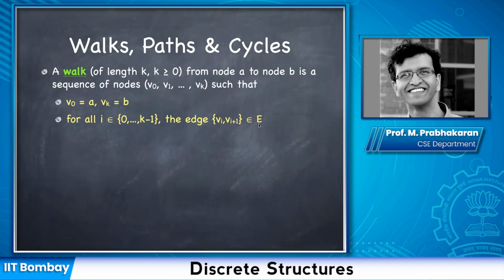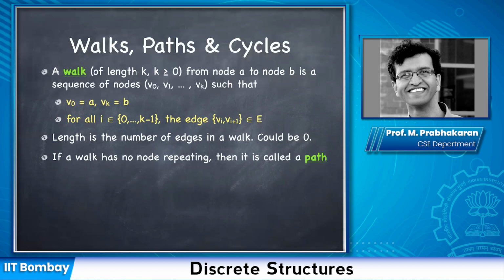This is exactly capturing the notion of taking a stroll around, going from one landmass or vertex to another through an edge. So if you had to go from Vi to Vi plus 1, from one island to the other island, you need to have a bridge between them. The length of the walk is just the number of edges in the walk. So it could be 0 if you just start at a node and stay there, and that would be called a walk of length 0.